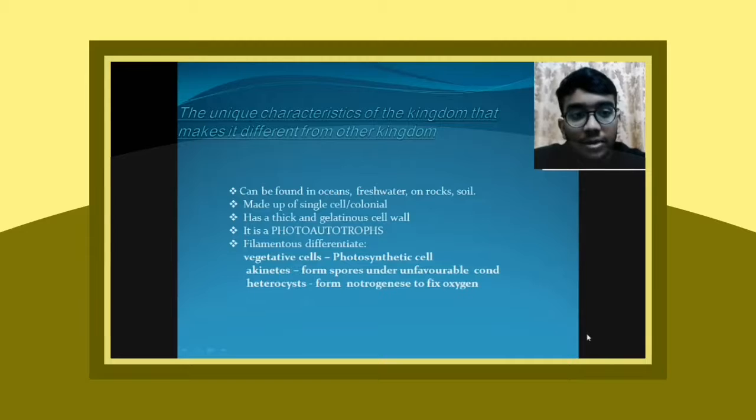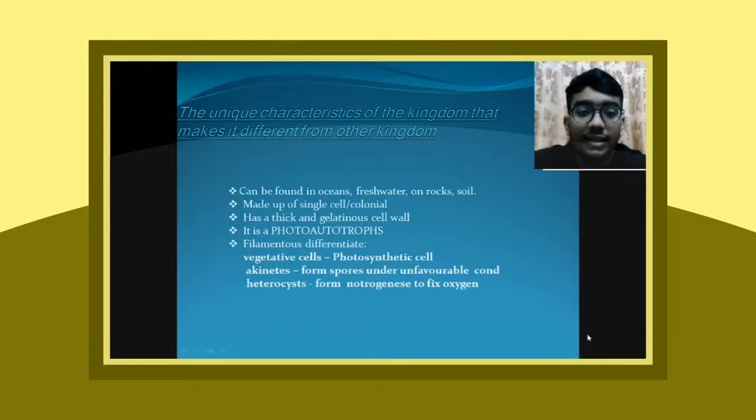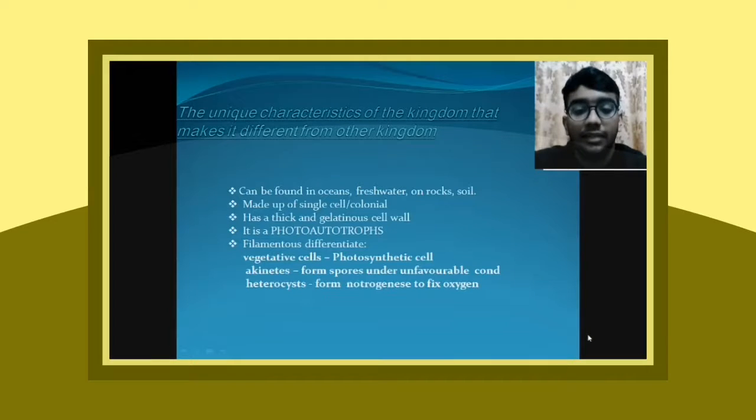Before we proceed to the next part of the presentation, I would like to repeat the 5 unique characteristics of the domain. It can be found in ocean, freshwater, rocks, and soil. It is only made up of a single cell. It has a thick and gelatinous cell wall. It is a photoautotroph, and it has 3 filamentous differentiations: vegetative cells, akinetes, and heterocytes. That's all from me. Next, my friend will talk about the classification. Thank you.